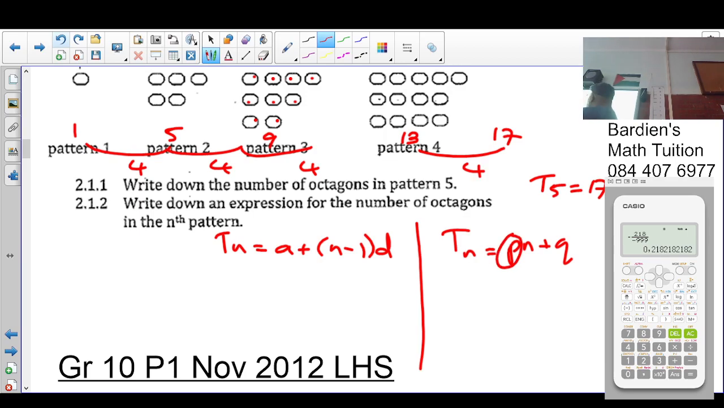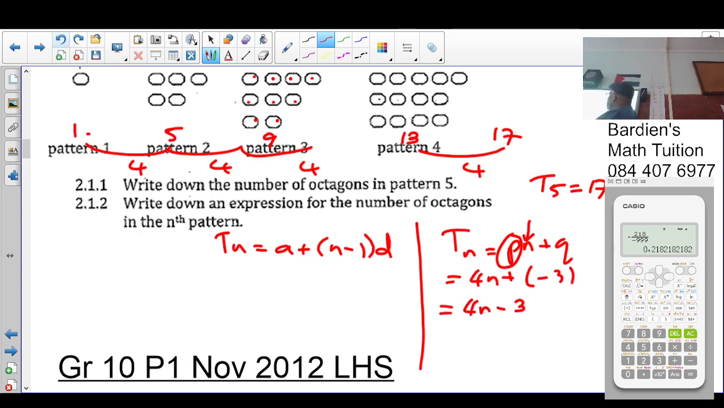Now your P is what you're adding all the time. So it's going to be 4n plus Q. So we put 1 in here. We put 1 in. What's 4 times 1? 4. But what do I have here? 1. So what must I do? Subtract 3. So it's going to be 4n minus 3.